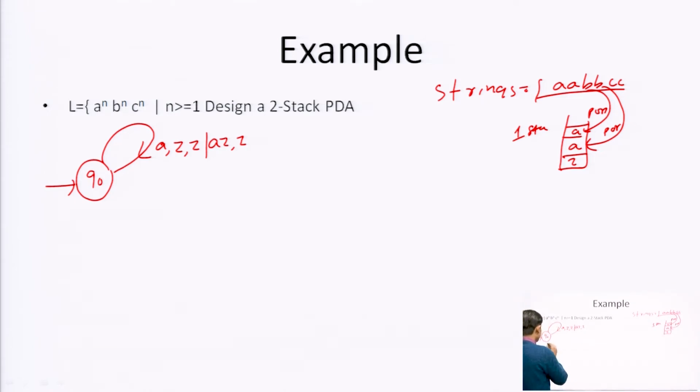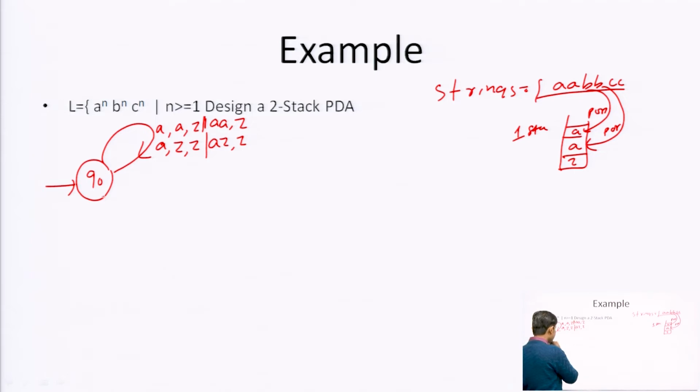So now if it is the same thing, you write here A, Z, then this is A, Z. In this, what do you see? If your input is A and stack 1 contains A, then A will be pushed into stack 1 and Z in stack 2, no operation.